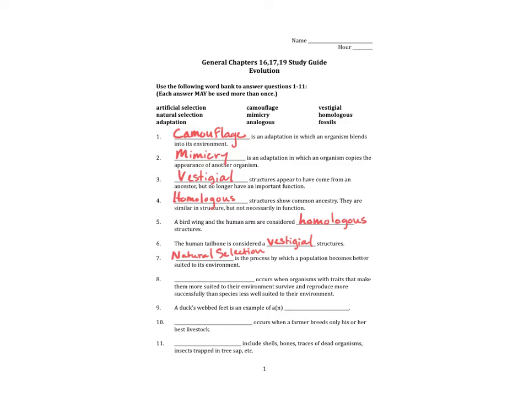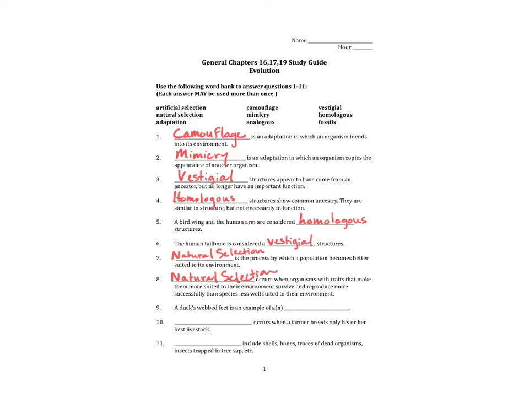Number 8 says natural selection occurs when organisms with traits that make them more suited to their environment survive and reproduce more successfully than species less well suited to their environment. So natural selection also can give some species an advantage if they have adaptations that make survival in their environment a little bit easier.